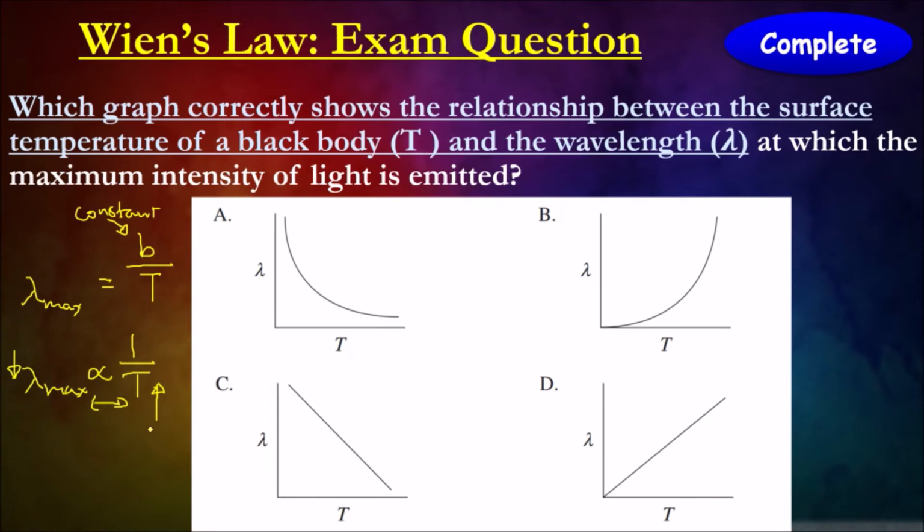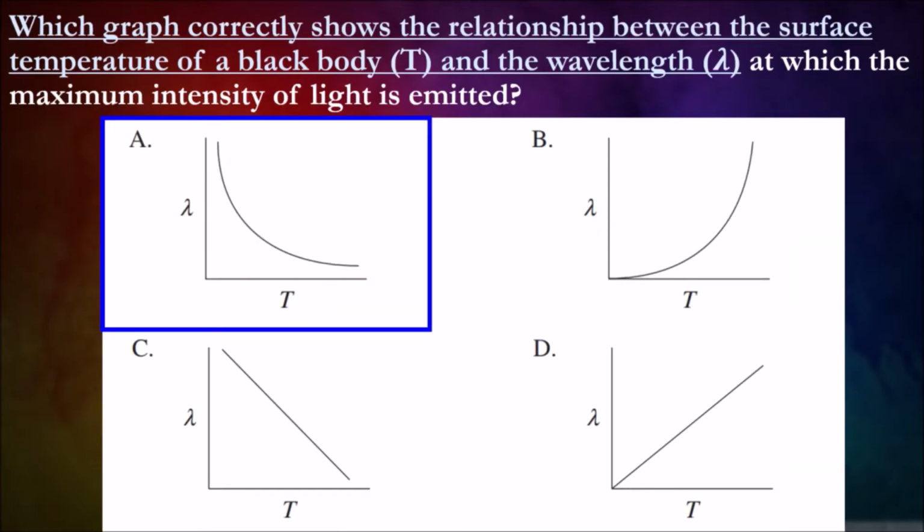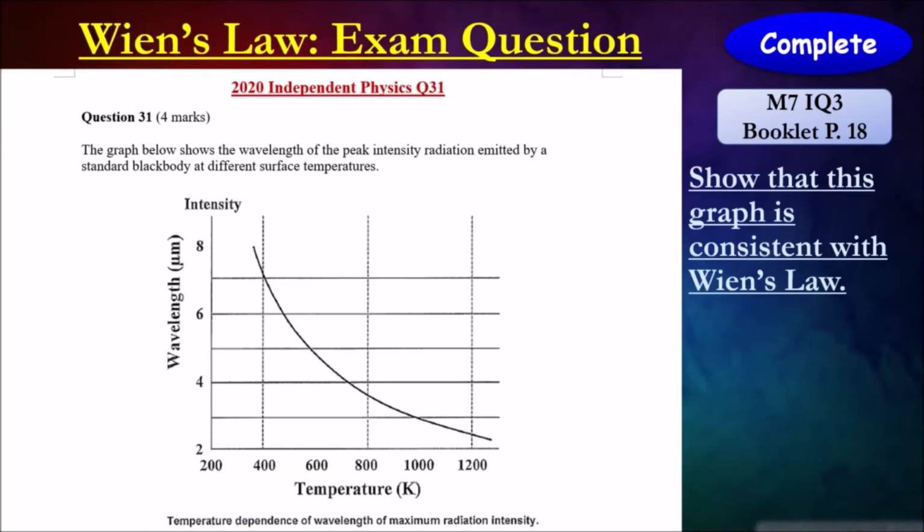But we also know that if T is equal to 0, then that becomes an invalid relationship. So it can either be A or it can be C. Now the equation that we've demonstrated here is a hyperbola. So the answer in this case would be this curved graph down here. So that's really nice to see.